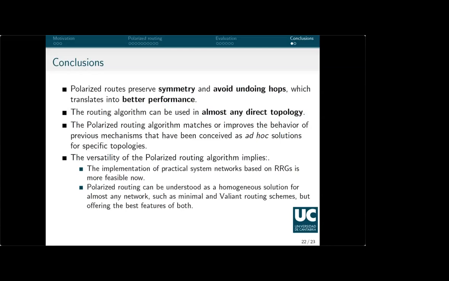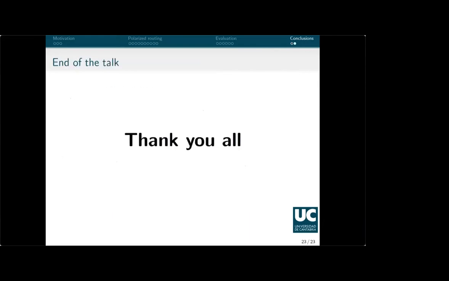Its performance matches or improves the one provided by algorithms derived for specific topologies. This is important for topologies for which it can be hard to derive specific algorithms, such as random regular graphs, making the implementation of these topologies more feasible. It can be employed as a whole approach to any network, not just using minimal or Valiant routes, but also intermediate ones, offering the best features in each case. That has been the whole talk. Thank you very much for your attention.